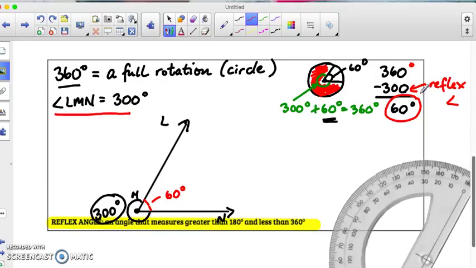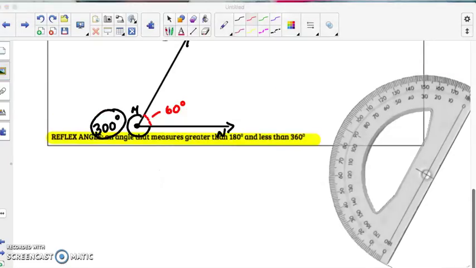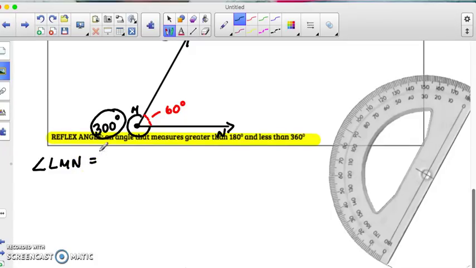Okay, let's do one more example. Hopefully you have enough space on your page to draw one more reflex angle, just so that you get the hang of how a reflex angle works in terms of constructing it. Let's stick with angle LMN again. I want you to draw a 190-degree angle. You know that it's a reflex angle.